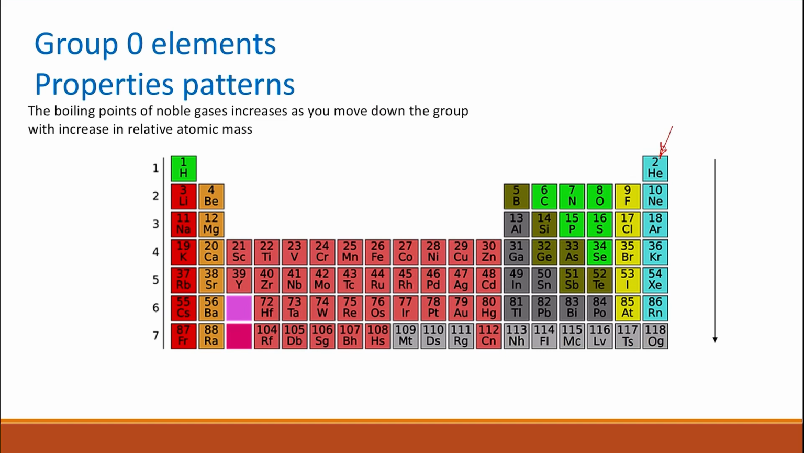For their physical properties, the boiling point of noble gases will increase as you go down the periodic table because the size of the atom will increase and the atomic mass will increase, which means the intermolecular forces of attraction between the particles will increase, so more energy will be needed to separate these particles. Also, the group 0 elements exist as monoatomic because they don't share electrons or gain or lose electrons.